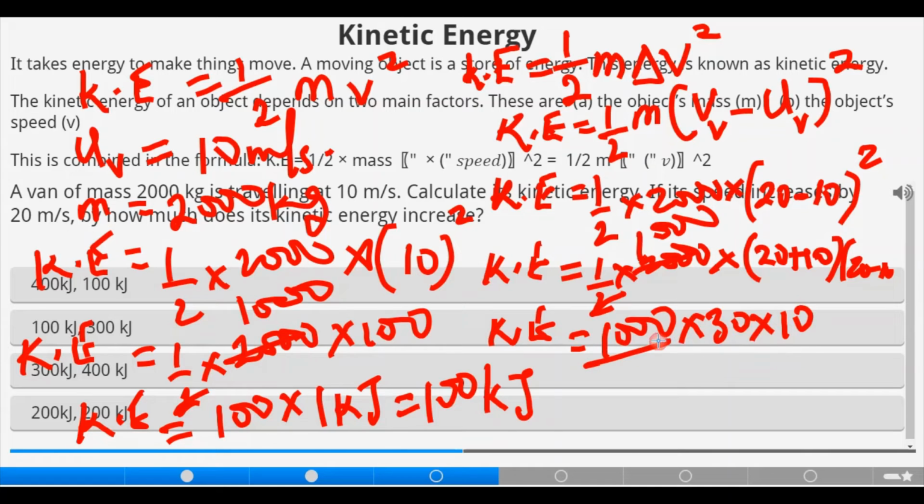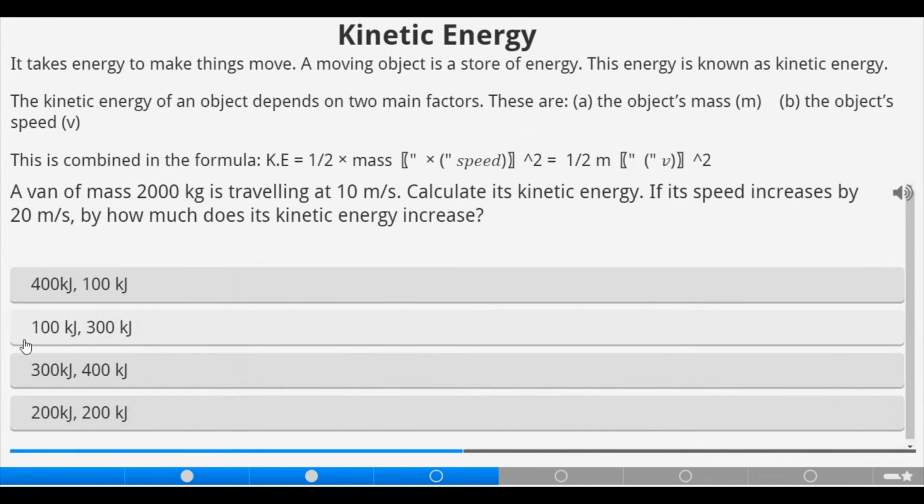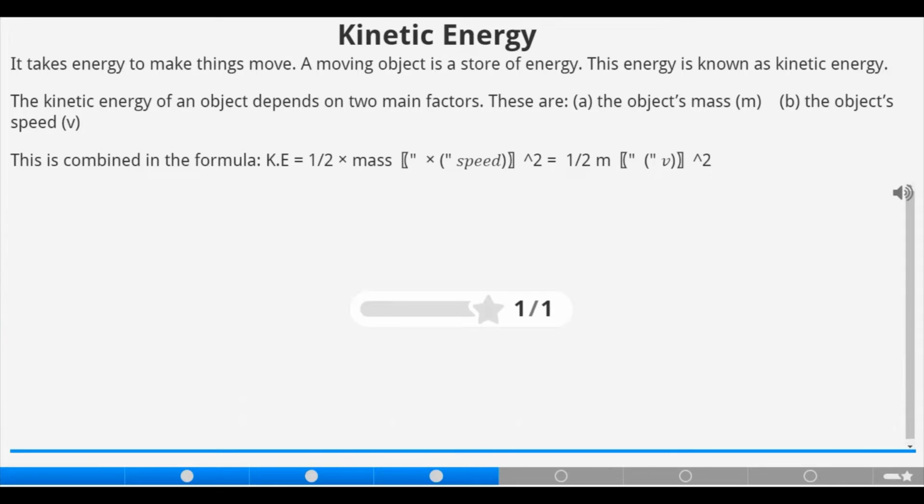Don't forget that I mentioned that 1,000 joule is equivalent to 1 kilojoule. So that becomes 1 kilojoule times 30 times 10, that's 300. So kinetic energy in this case will be 300 kilojoule. So here now, if you look at the combination of the answers we have 100 kilojoule and 300 kilojoule. So let's pick it and check whether we are right. So I have this now, that is correct. Now let's move on.